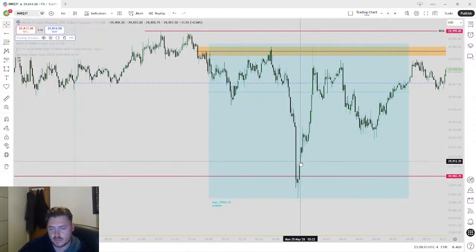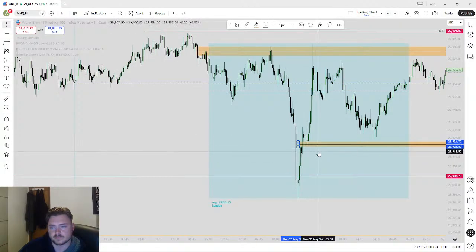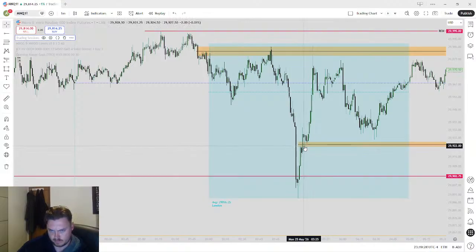The only trouble with getting in here, it ripped up, but you have a fair value gap here. But say you have multiple fair value gaps, where do you put your stop? Usually you don't want it to come down to the second one lower than that.